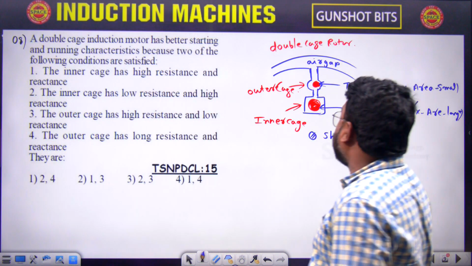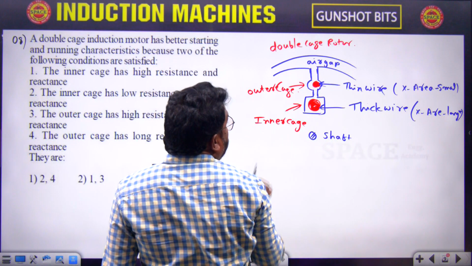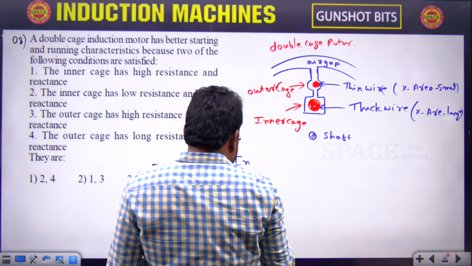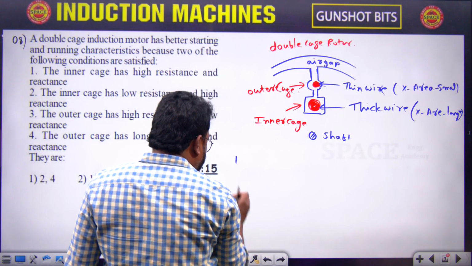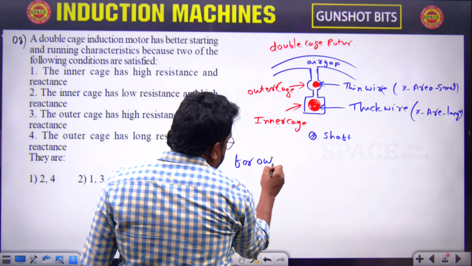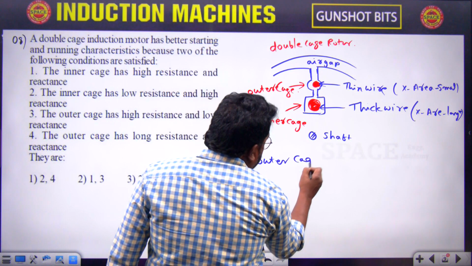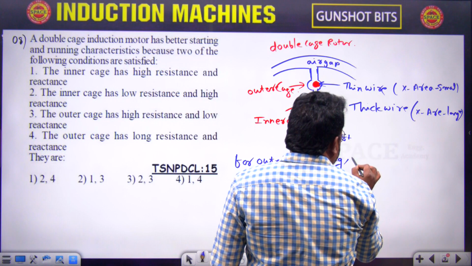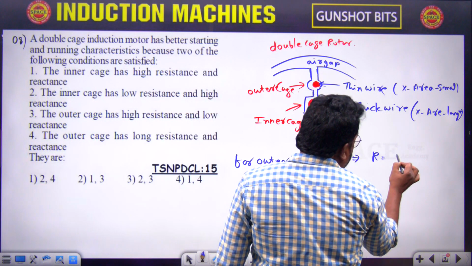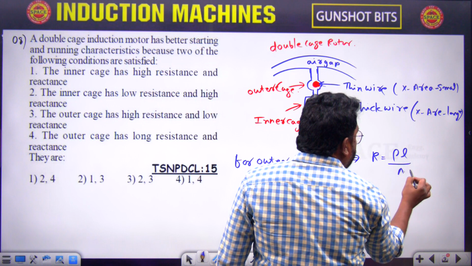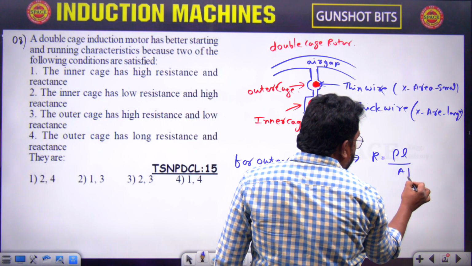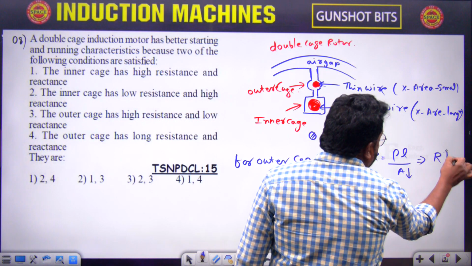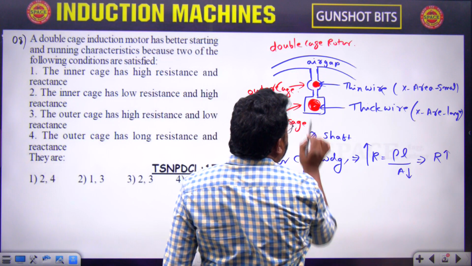So when this is nearer to the air gap, in the outer cage winding, then what will happen? This cross sectional area is small. So let us find out: R is equal to rho L by A. When the area is small, then the resistance will be high. So now what about the one which is very nearer to the air gap?